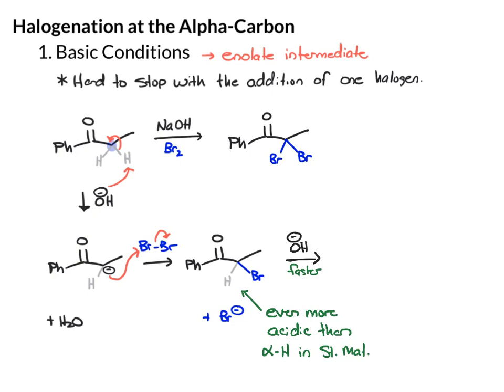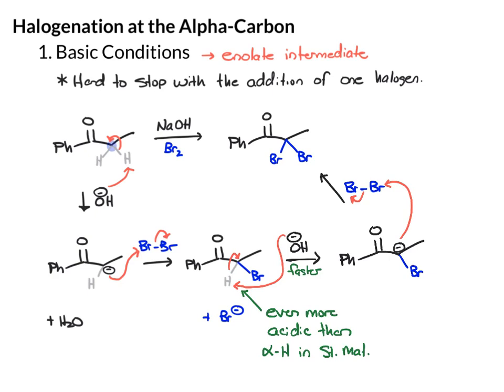So we'll use hydroxide again. Attack that alpha proton and form another enolate. Like this. And then finally, we still have bromine around. That will react with bromine to add the second Br at the alpha position.